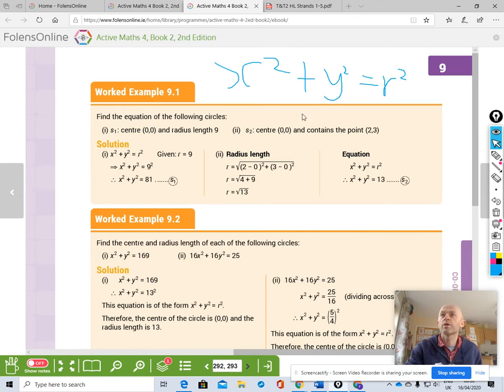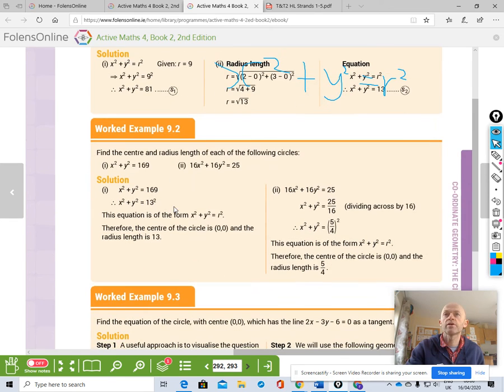For the second problem, you have to find the distance from 0, 0 to 2, 3. It turns out to be the square root of 13. So then r squared will be equal to 13. So you get your answer there. Pretty nice so far. Here we're working backwards. For this question, straight away, the center is 0, 0. And the radius length is the square root of that, which is the square root of 13.